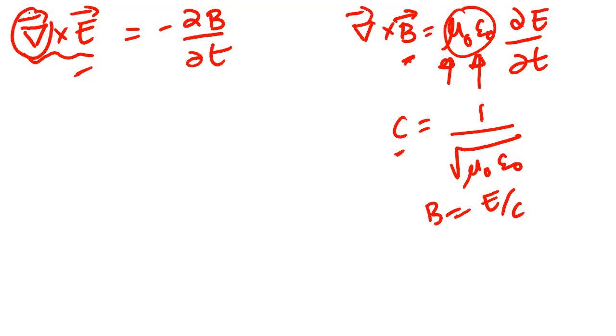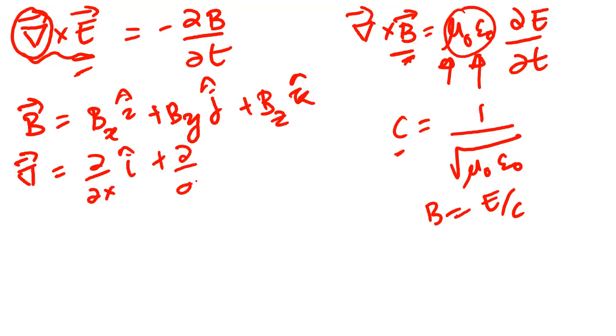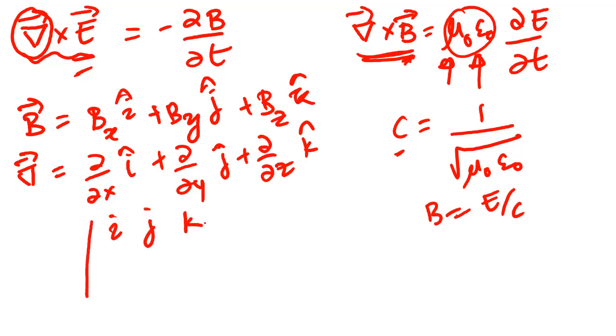So what does this curl mean? For example, let's say I have a magnetic field that I can write as Bx component i plus By component j plus Bz along k, where i, j, k are unit vectors. Then I can write my curl as dou by dou x i plus dou by dou y j plus dou by dou z k, and this curl is nothing but a simple cross product. So to do the cross product, you would do i, j, k.